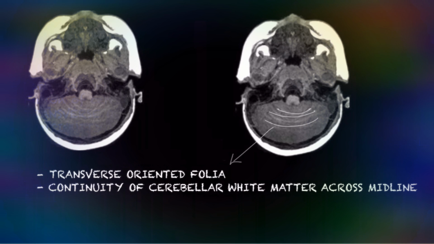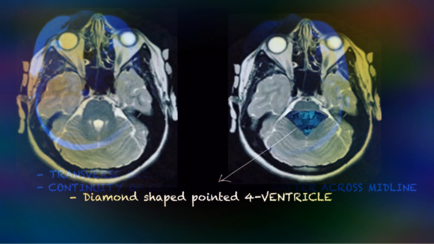Now I am showing you the T1 axial images at the level of the posterior fossa. Look here, you can see the transversely oriented folia and the white matter. Look at these white lines. The white matter is continuous across the midline. So this is the classic picture of Rhombencephalosynapsis, absent vermis plus fused cerebellar hemispheres.